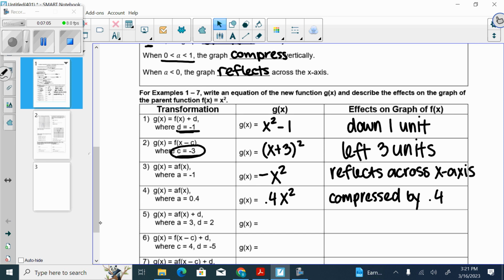Okay, so number 5. This one has 2 things. It says we've got a equals 3, so let's deal with that first. Where does a go? Front. Okay, so I've got a 3. And then it says also that d equals 2. So does d go inside of the parentheses with x? No, so we don't need any parentheses. Where does d go? At the very end. And it says it's 2, so am I going to put plus 2 or minus 2? Plus 2. Very good.